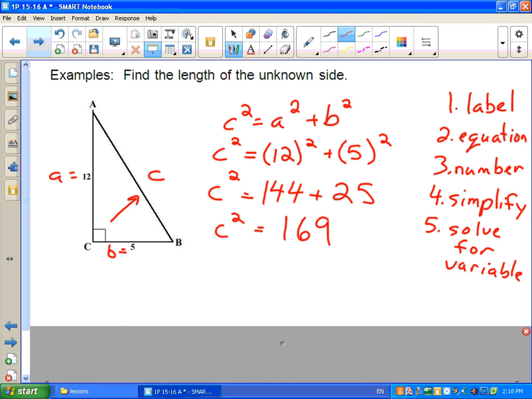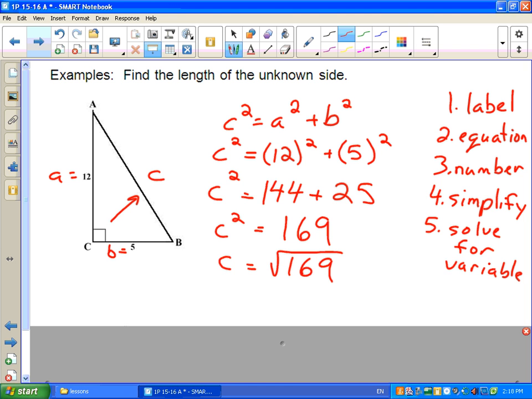Okay, so our variable here is c. We've got c squared equals 169. How do we solve for c? Well, we do the opposite of squaring it. And the opposite of squaring it is the square root. So c is going to be the square root of 169.